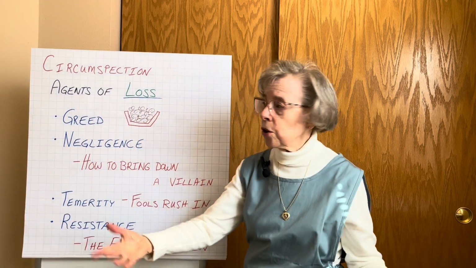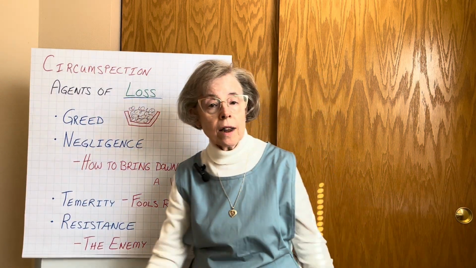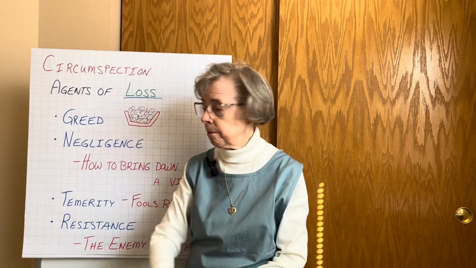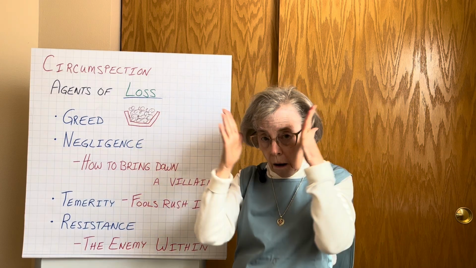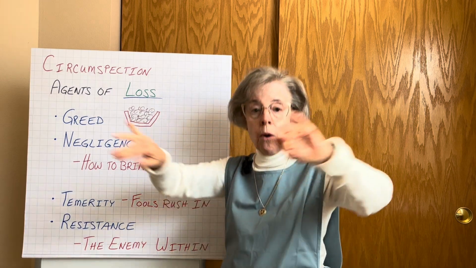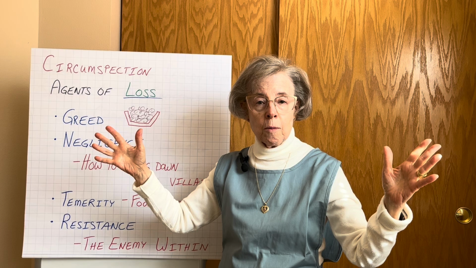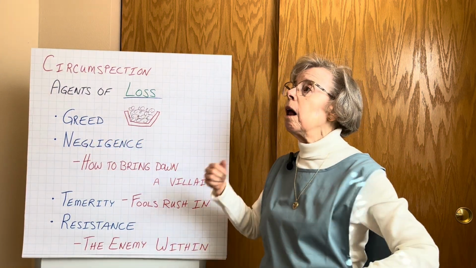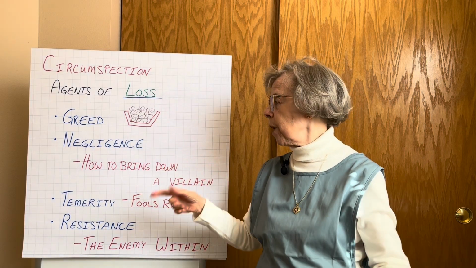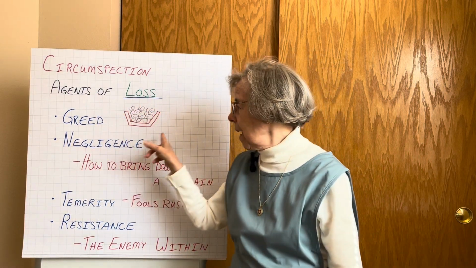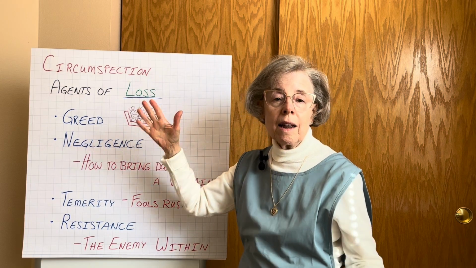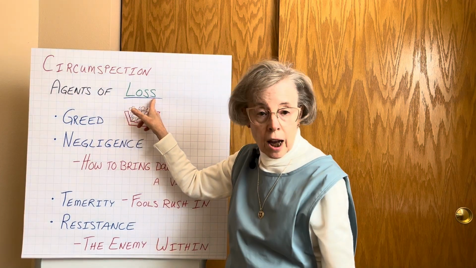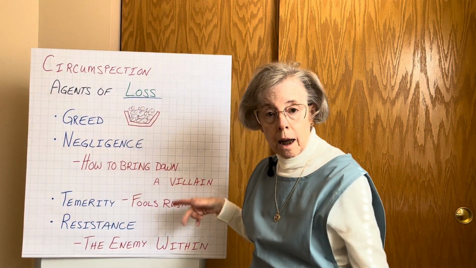When we took a closer look at the agents of loss, we saw that there were actually 3 ways that you could lose on circumspection. The first way was greed. The focus gets too narrow, you neglect the circumspection. We said that was a good way to bring down a villain, because a villain does so well. He's got the circumspection and others don't, and he gets too cocky and too greedy, and he forgets to do his circumspection.